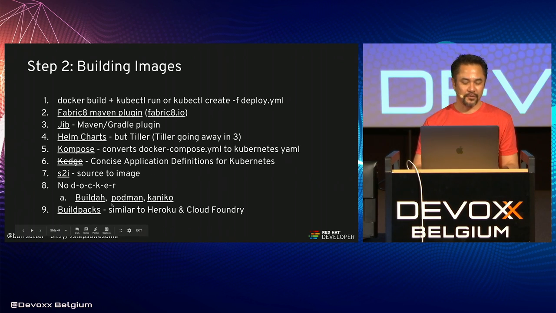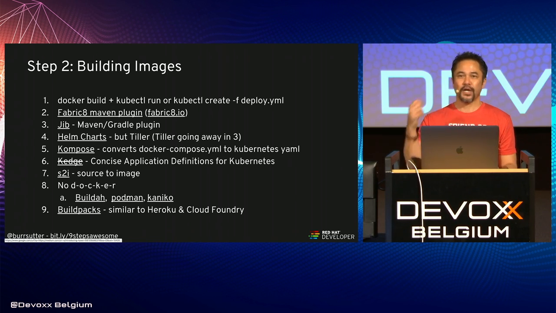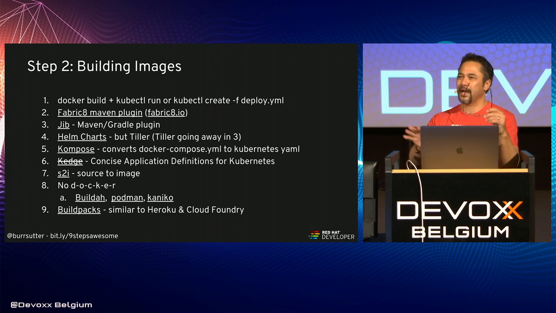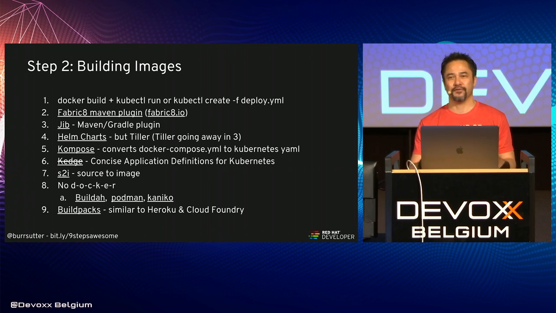So the ones that you'll also see coming out right now are Buildah, Podman, and Kaniko. This is from the Google team, these two from the Red Hat team. Different ways to build images without Docker. Right, that's a very common request. It's like, how do I eliminate Docker from my repertoire and tool set? We've been working on that too. So you wouldn't have to use any Docker at all. You would just use something like Podman.